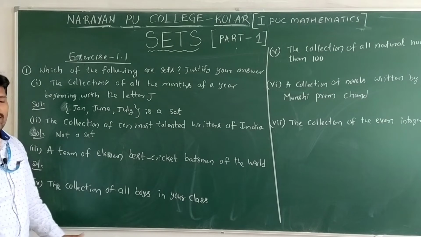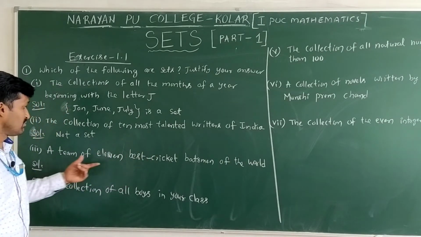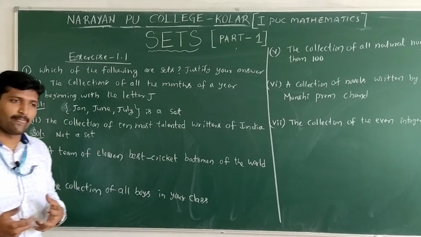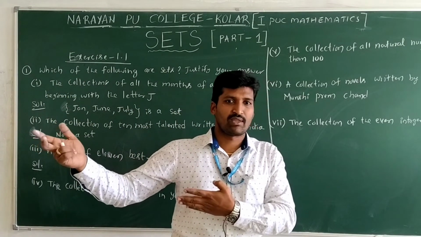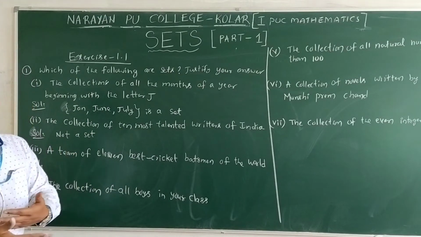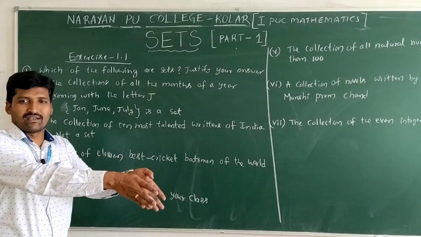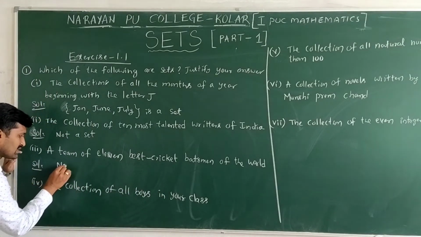Here also it has the same meaning. The best cricket batsmen are not a well defined team. For example, for me, Kohli is the best batsman. For others, Dhoni is the best. Like that, opinion changes from person to person. It is not always well defined. For one person, Raina is a good batsman. For others, not. That's why this is also not a set.